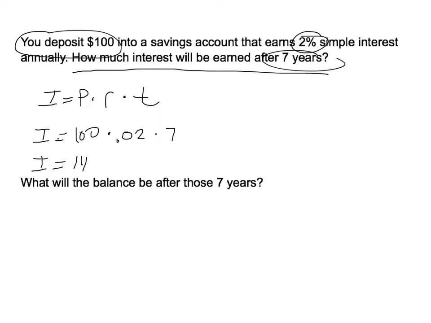Well, remember, the balance is the amount left in an account after some amount of time. So we initially started with $100. Now we're going to add to it the $14 in interest. So after 7 years, you've got $114.